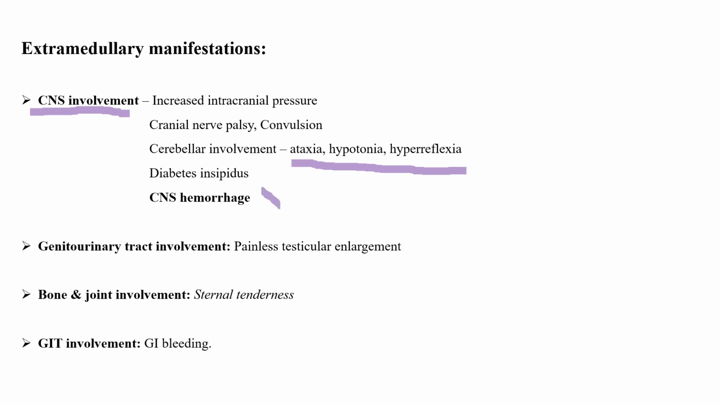And the most serious extramedullary complication is CNS hemorrhage. This CNS hemorrhage occurs because of raised ICP as well as the thrombocytopenia that is present. And next most common is genitourinary tract involvement, where in male children there will be testicular enlargement, which will be painless. And the classical presentation that the child will tell is sternal tenderness. When we tap on the sternum, the child will have very severe pain. This is one of the classical findings in acute lymphoblastic leukemia. And in the gastrointestinal system, there will be GI bleeding. These are all the clinical features of acute lymphoblastic leukemia.